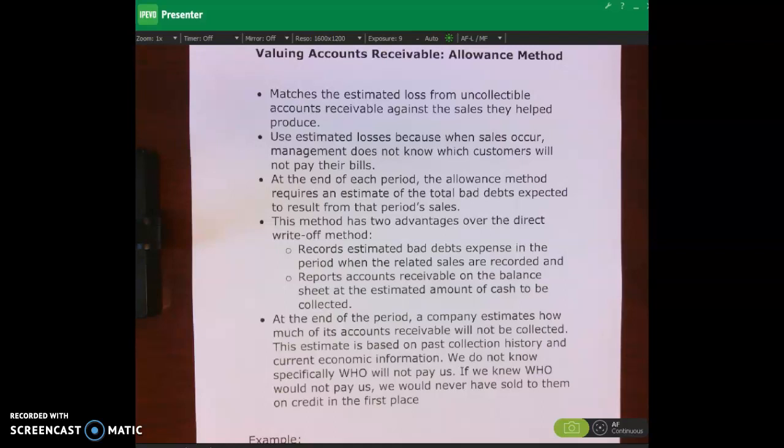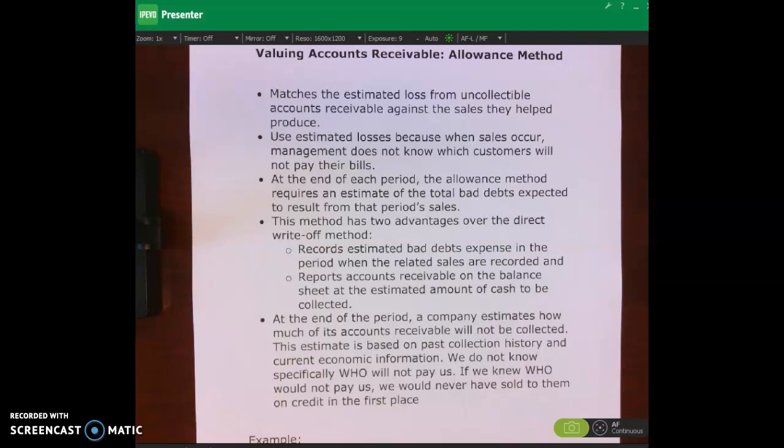All right. So what we talked about with the direct write-off, remember with the direct write-off method, as soon as we found out that one of our customers was going to be unable to pay us, we debited bad debts expense and then we credited the accounts receivable. And the problem with the direct write-off method, like what we talked about in the prior lecture video, is that it violates the matching principle.